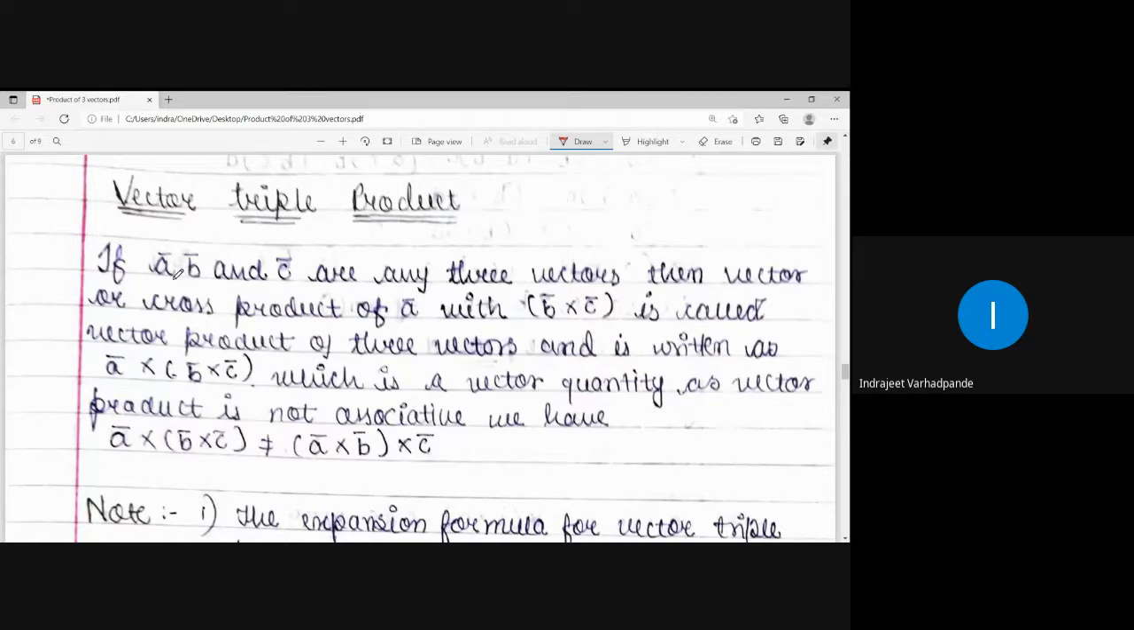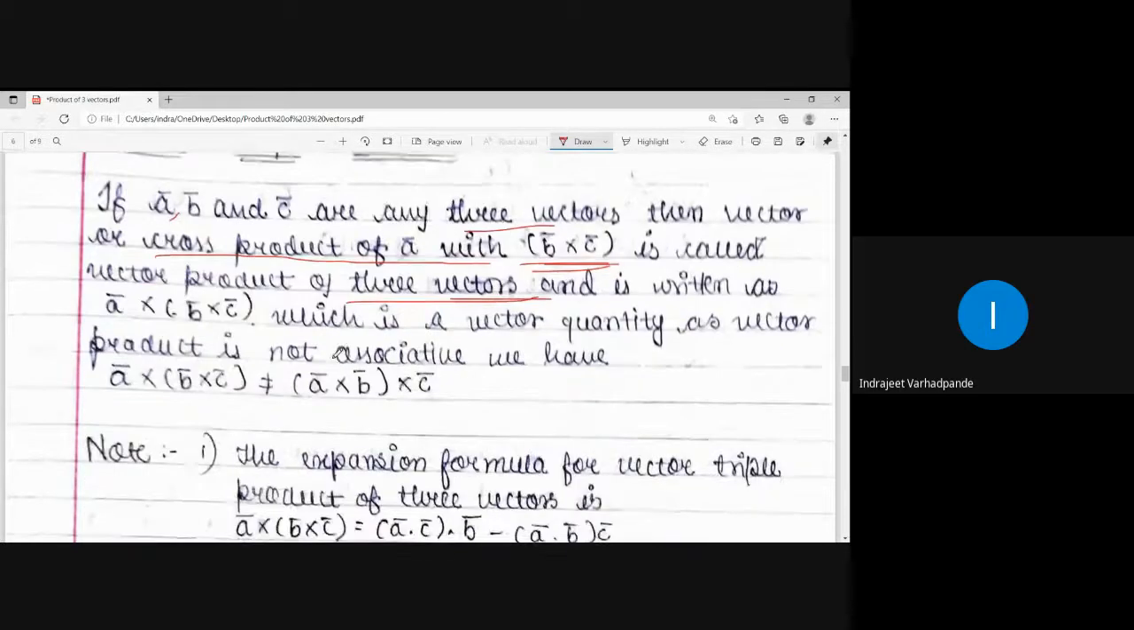If A bar, B bar and C bar are any three vectors, then the vector or cross product of A bar with B bar cross C bar is called the vector product of three vectors and is written as A bar cross B bar cross C bar. In the scalar triple product, we used to take dot, A bar dot B bar cross C bar. Here it is A bar cross B bar cross C bar, which will be vector cross vector, and the resultant is a vector quantity, and it is not associative.